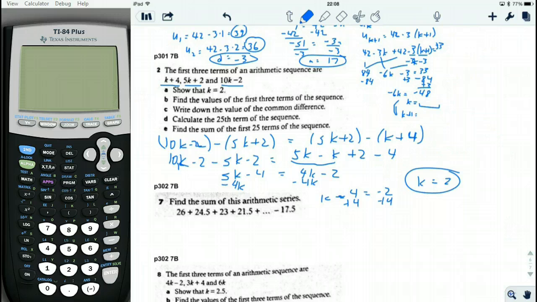So we found what they want us to find. Find the values of the first three terms of the sequence. Okay, now that we know that k equals 2, that's not so bad to do. I'm just going to erase this part here.